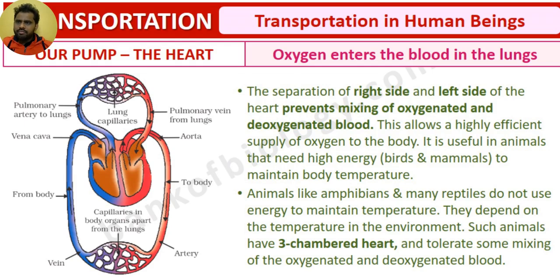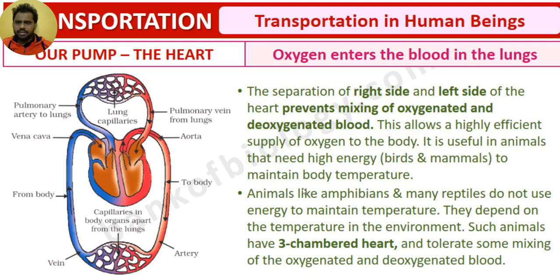Human beings have a four-chambered heart. Some amphibians and some reptiles do not use energy to maintain temperature and depend on the temperature of the environment, so they have a three-chambered heart and tolerate some mixing. So in a three-chambered heart, some mixing of oxygenated and deoxygenated blood can be tolerated.